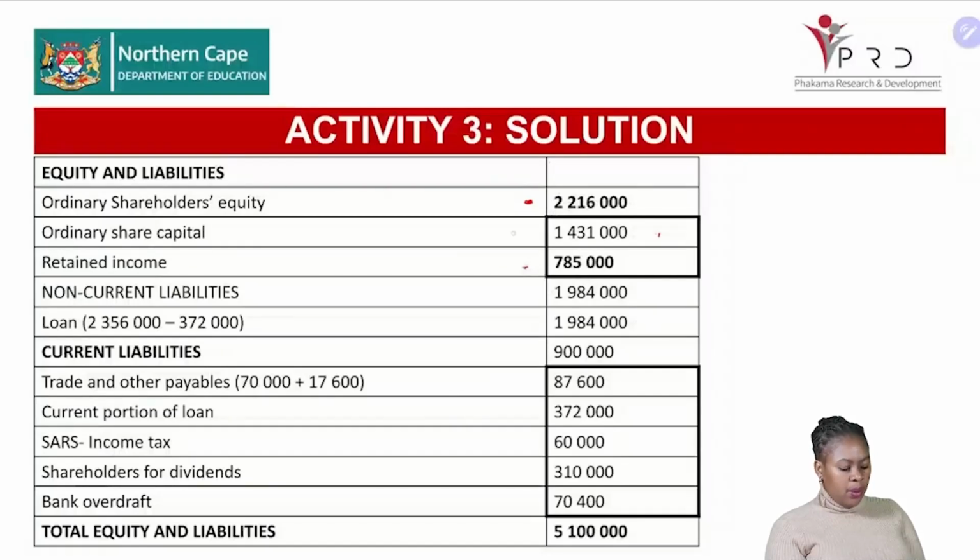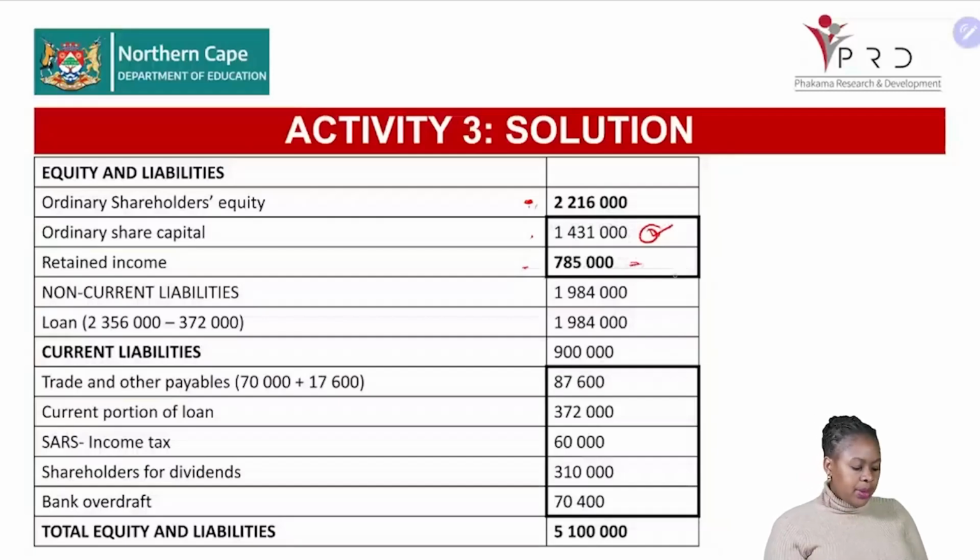So then it's easy for us to quickly get back to our ordinary share capital, right? We know that when we add ordinary share capital with the retained income, we get our shareholders' equity. So in order for us to find this amount, we need to do the inverse. We are going to say 2,216 subtract our 785, and it will give us our ordinary share capital. All right. So this is your first operational mark. But if you did not know how to do it, then you would have lost the mark.